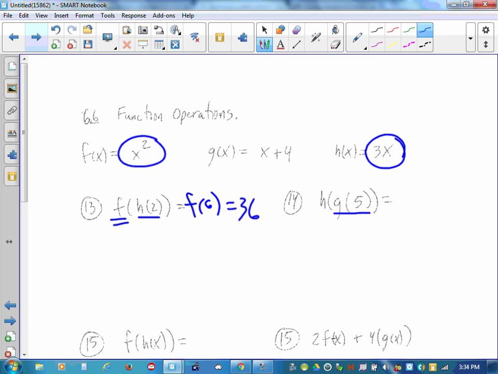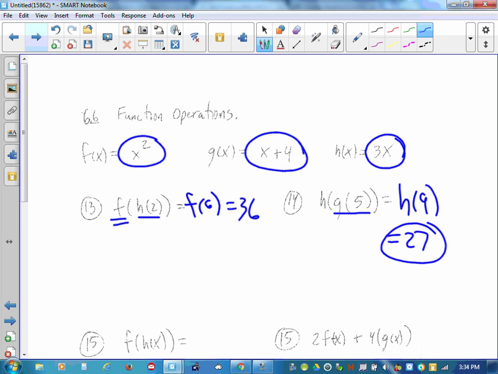The g of 5 is going to go to the g function here, which would be 9, h of 9. Now I'm going to take the 9 to the h function, so the answer is 27. 3 times 9 is 27.